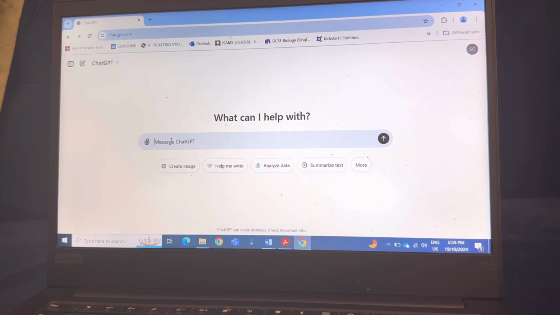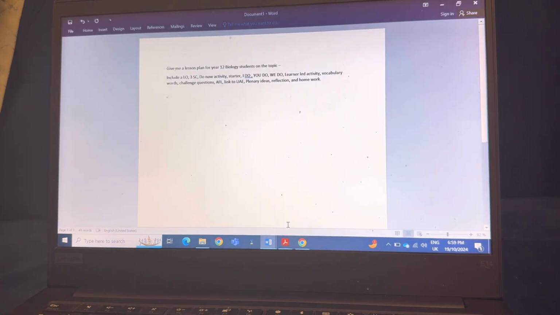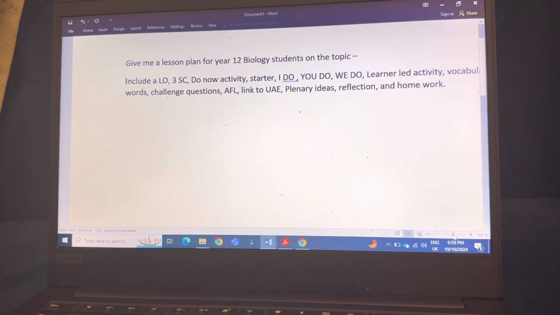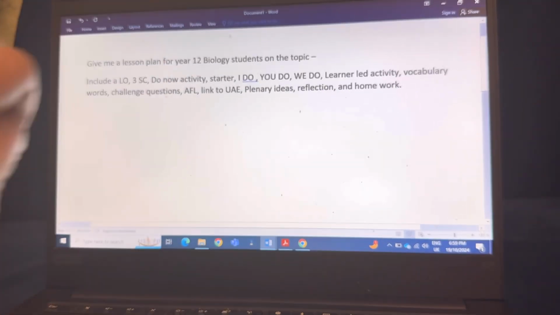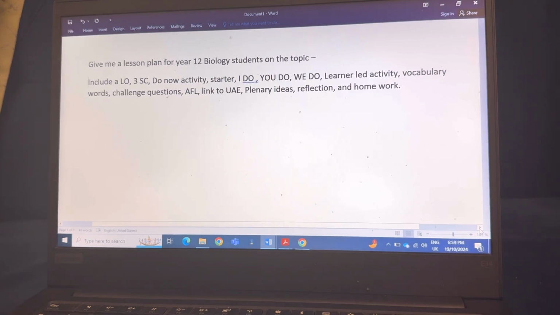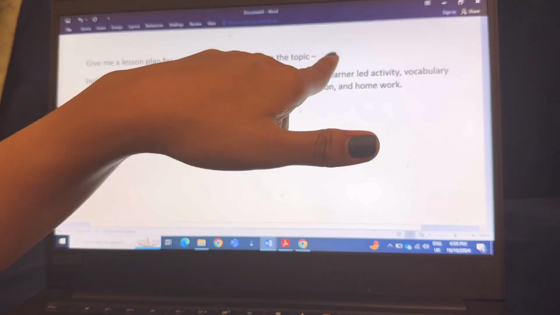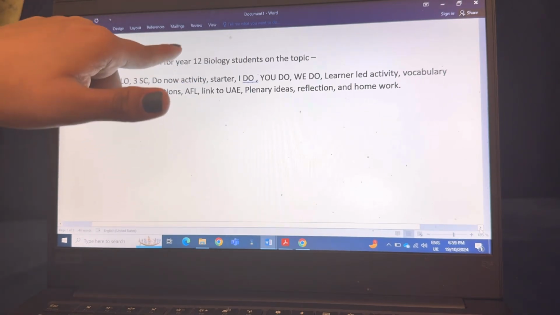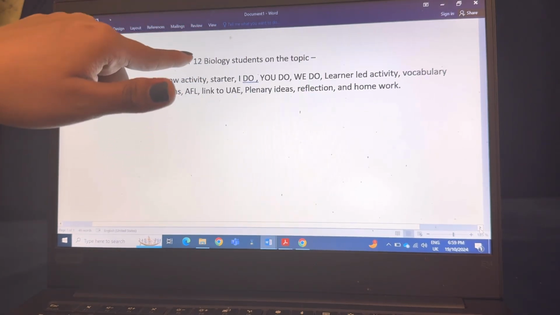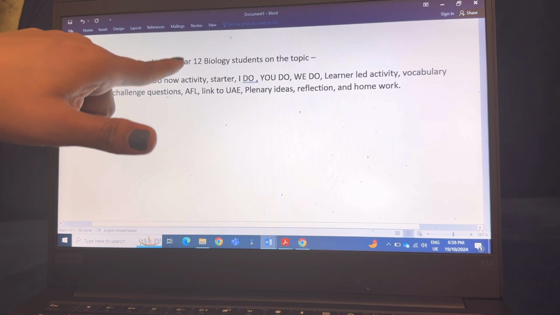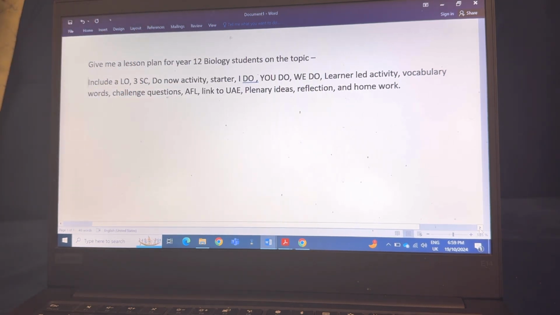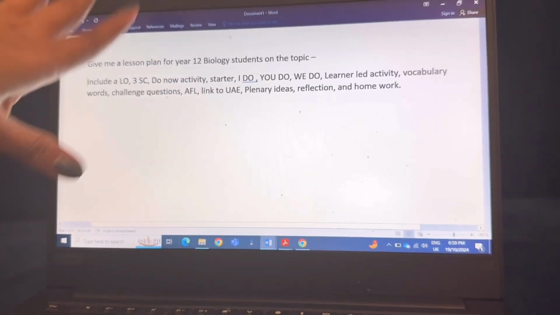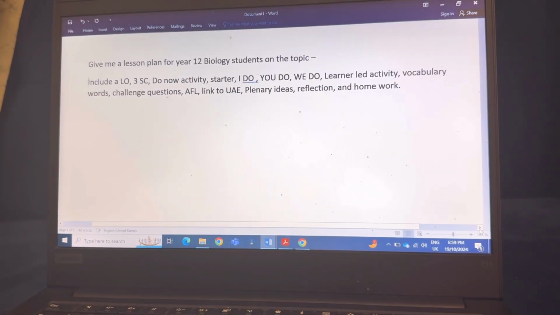Okay, so let's start now. Let me make it closer for you. This is my framed sentence which I use every time. This remains the same, only the topic changes. If I want to make it for my year 7 students, then I change it here to year 7 science students to be specific. So my overall framed sentence is here.